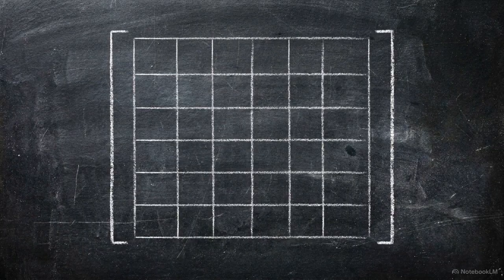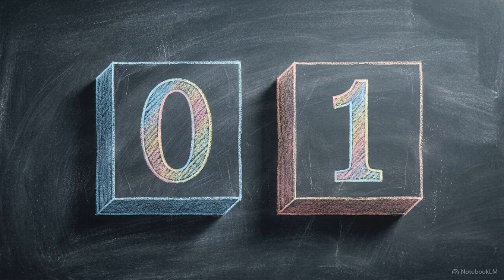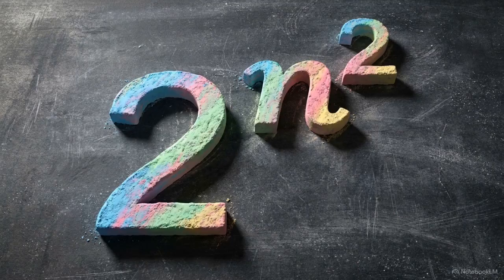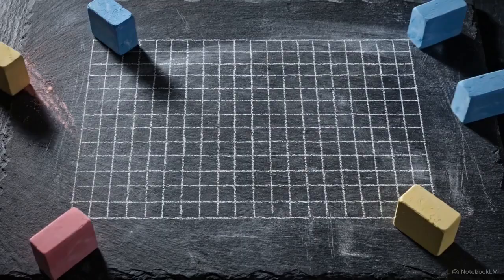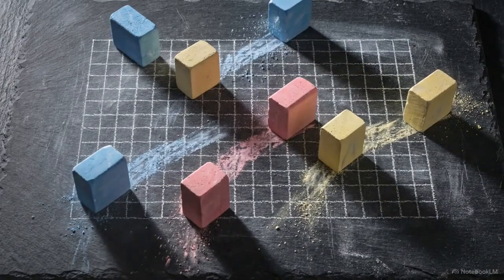Start with a blank canvas, a purely unconstrained relation on a set containing n elements. No rules, any pair is allowed. To find the total number of variations, we calculate the total area of our matrix. An n by n grid gives us exactly n squared total cells. Because there are no constraints on this general relation, every single one of those cells operates in a vacuum. Each cell has two choices, 0 or 1, and we make that choice n squared times. This results in 2 to the power of n squared total possible relations. This is our absolute ceiling. Every specific relation we study from here on is simply this same grid, with certain choices locked away by rules.